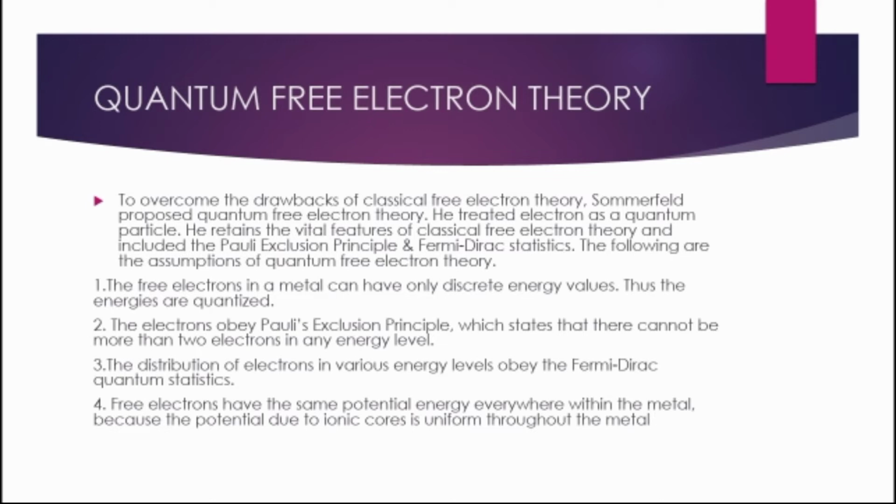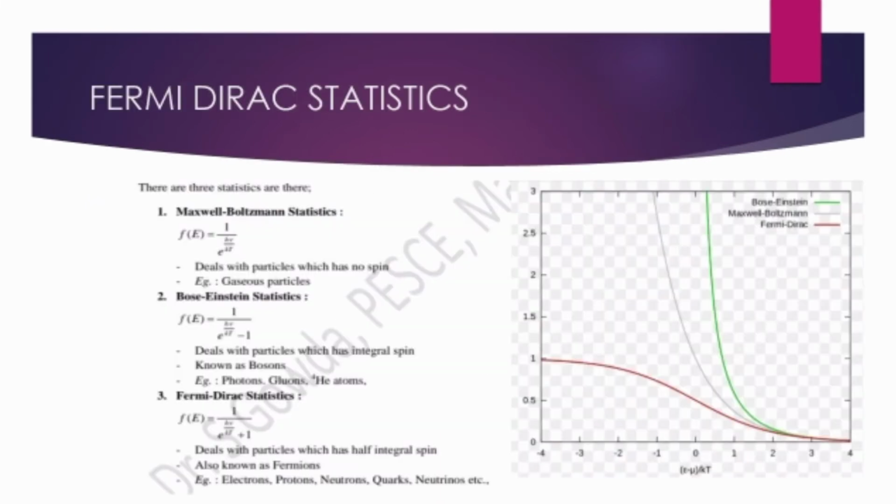The free electrons in a metal can have only discrete energy values, thus the energies are quantized. The electrons obey Pauli's exclusion principle, which states that there cannot be more than two electrons in any energy level. The distribution of electrons in various energy levels obeys the Fermi-Dirac quantum statistics. Free electrons have the same potential energy everywhere within the metal because the potential due to ionic cores is uniform throughout the metal.